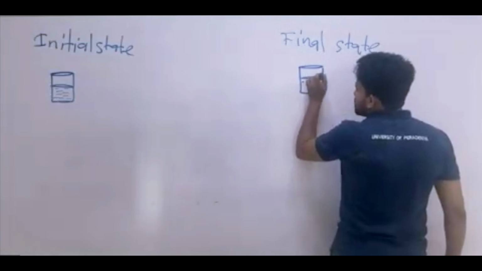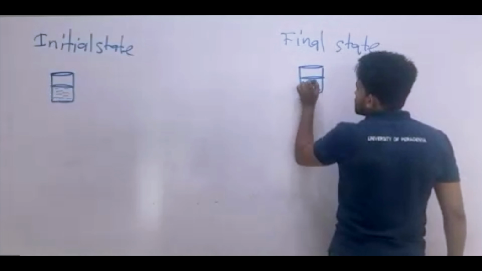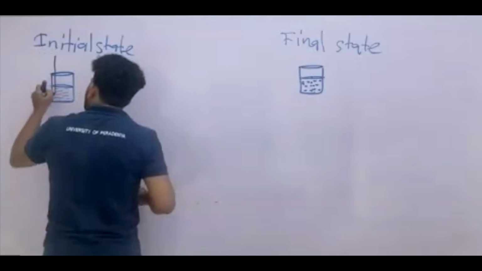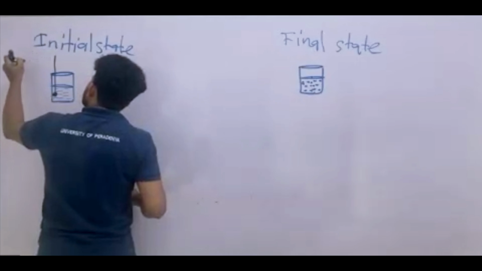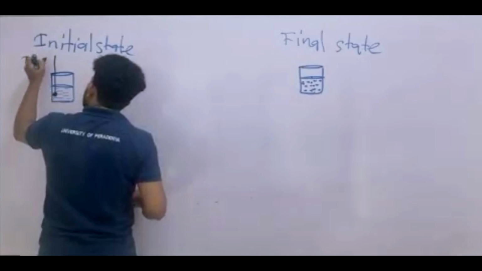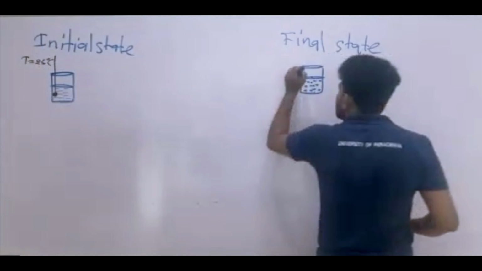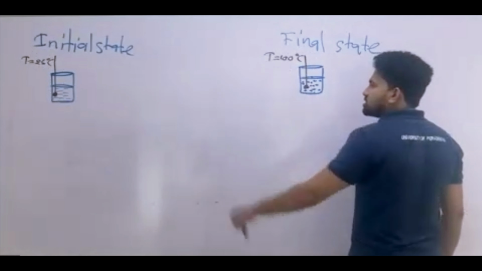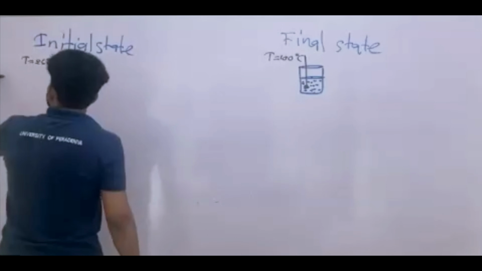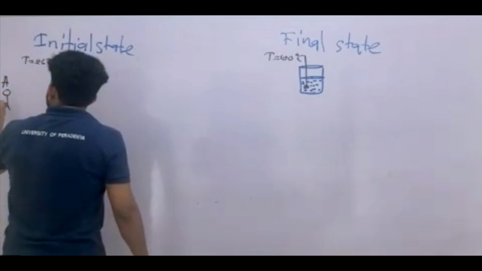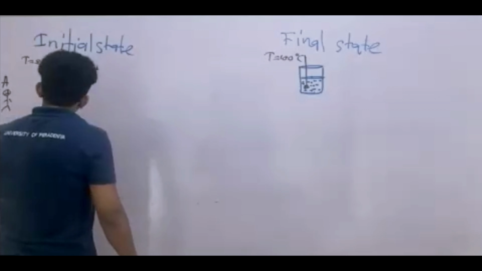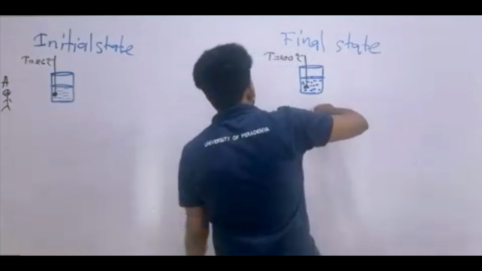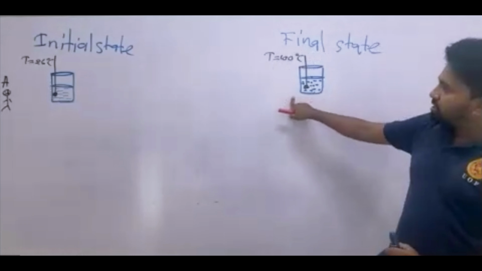Here what we are going to do is measure the temperature. Let's think the temperature is 25 Celsius in the initial state, and in the final state the temperature is 100 Celsius. This is the experiment that person A conducts. Initial state temperature was 25, the final state temperature is 100.